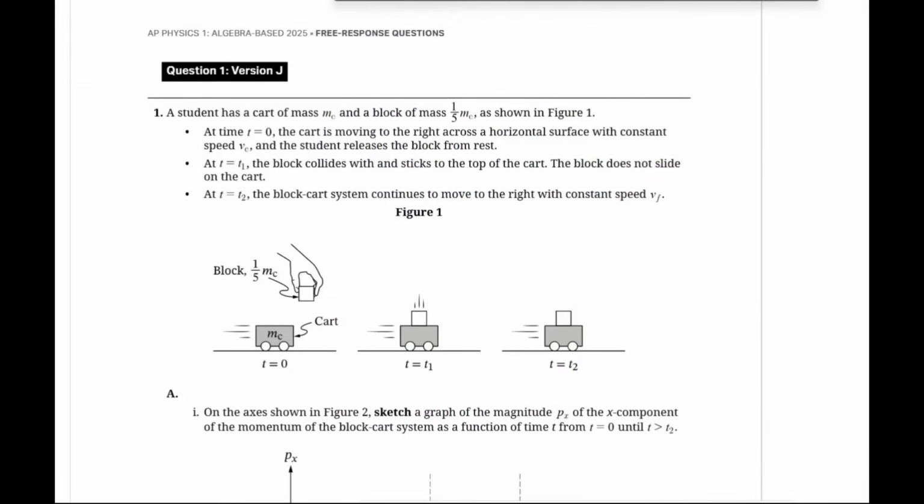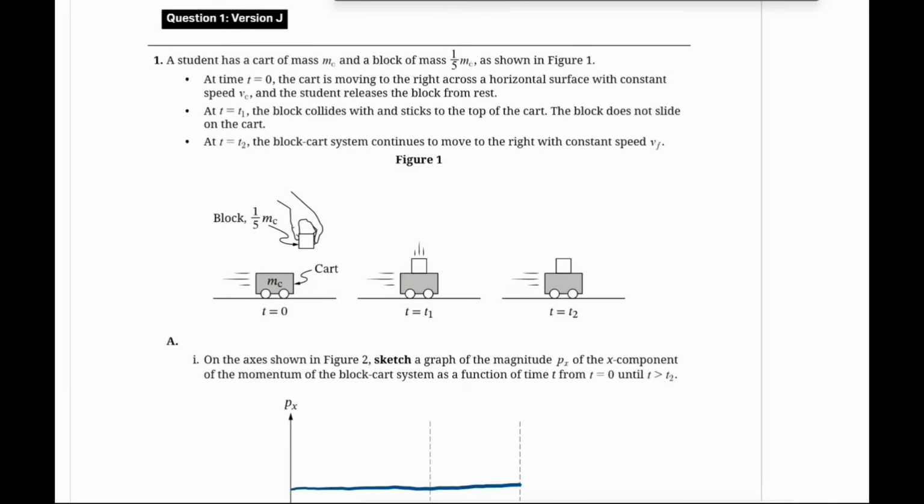In this video, we're going to be taking a look at the 2025 AP Physics 1 FRQ test. This is version J, the one that was released by the College Board. So our first question, we have a student that has a cart of mass MC and a block of mass 1/5 MC. So basically what's going on is at time equals 0, we have a cart that is moving along with the speed of VC.